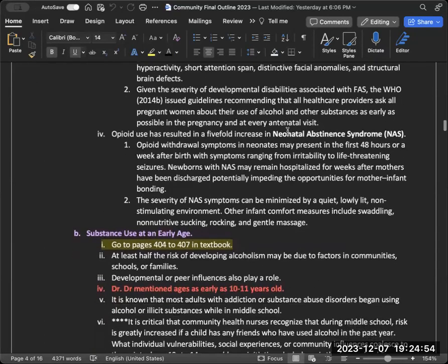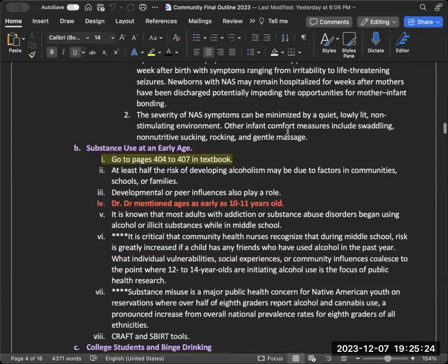Opioid use is also a problem, and it can cause neonatal abstinence syndrome, or NAS. That is when these little neonates develop withdrawal symptoms within the first 48 hours of birth, and it can cause life-threatening seizures. So our teaching point is that one high-risk population that can experience really debilitating effects is pregnant women, if they take alcohol or opioids while pregnant.